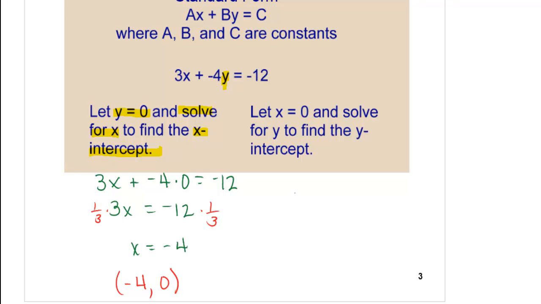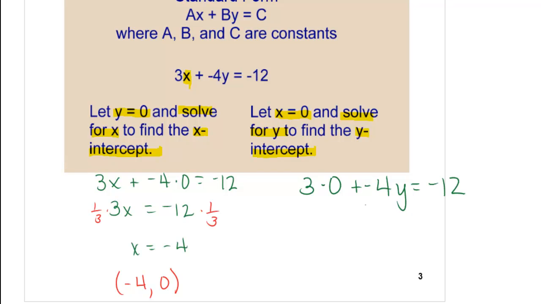Then for our other intercept, we need to let x equal 0 and solve for y. And that will give us our y-intercept, or where the equation is going to cross the y-axis. So this time x is going to be equaling 0. So we're going to substitute 0 in the place of x and solve for y.